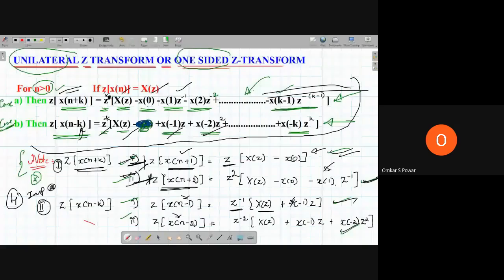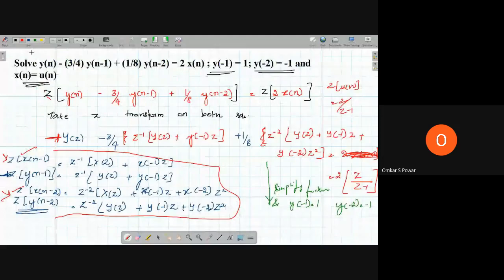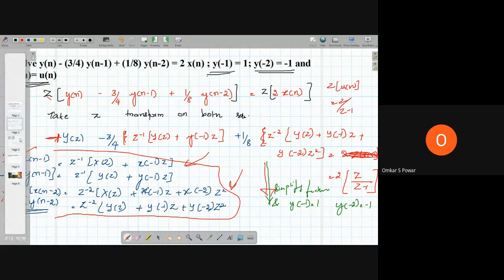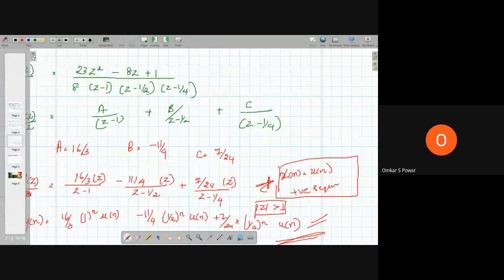So the first problem was to solve the difference equation: y of n minus 3 by 4 y of n minus 1 plus 1 by 8 y of n minus 2 is equal to 2 times x of n, given y of minus 1, y of minus 2 and x of n. So take z transform on both the sides and then use the formula which I told you for y of n minus 1 and y of n minus 2. I have given the formula here and you substitute it and simplify, and substitute y of minus 1 is equal to 1 and y of minus 2 is equal to minus 1. You do these things and express in terms of Y of z by z. I have written it directly here. It consists of some 3-4 steps. You have to simplify perfectly.